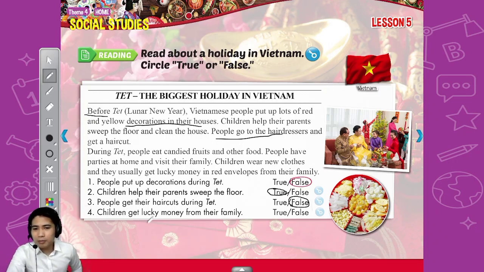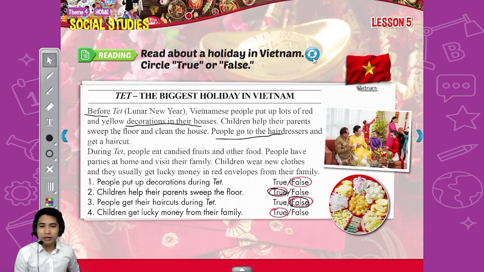Number 4. Children get lucky money from their family. Okay, is it true? It is true. Children get lucky money in red envelopes from their family. Okay, great. So let me show you the answers. Again, number 2, true. Number 3, false. And number 4, true. Okay, great job. You guys are good listeners and good readers. Great. Okay, so let's proceed to our next activity.